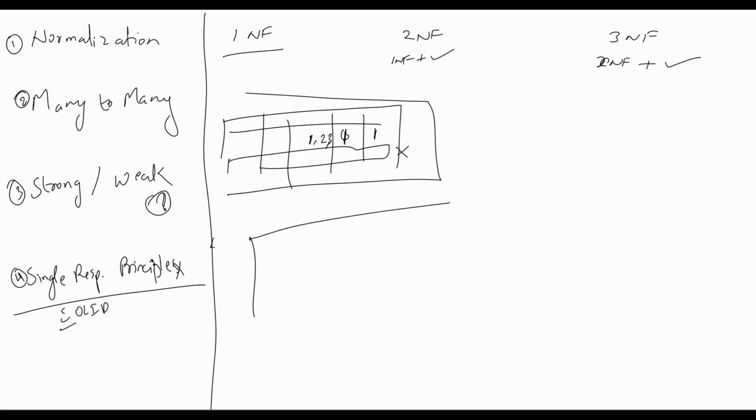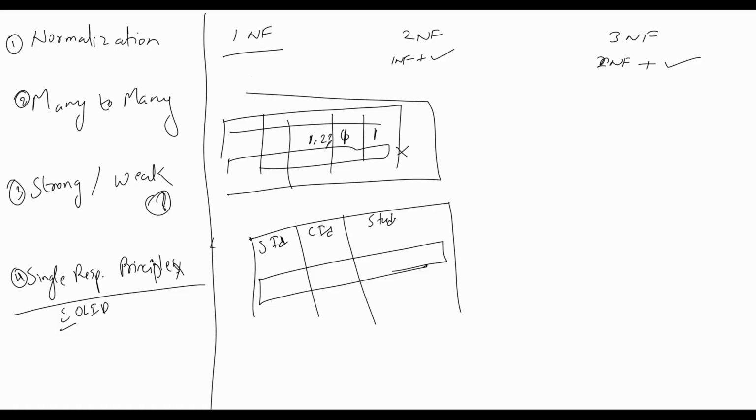2NF says that every record must depend on a primary key, even if it is a composite key. So if I say there is a SID, that is the student ID, we have a course ID, and we have student name. Now here you can see these two are keys. Let's say these two are foreign keys, they make a composite key for this particular table, right? But the student name does not depend on the course ID, right? The course ID does not have anything to do with the student name. It only depends on the student ID. That means this table violates 2NF.